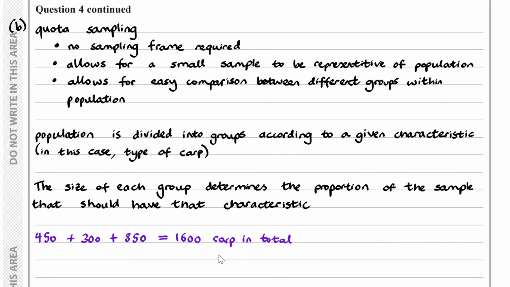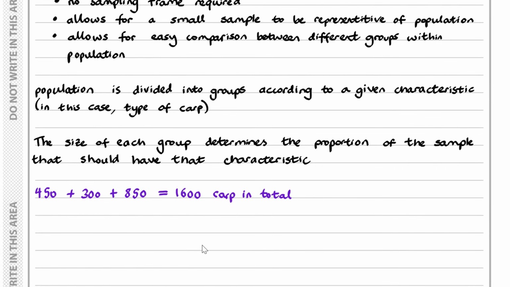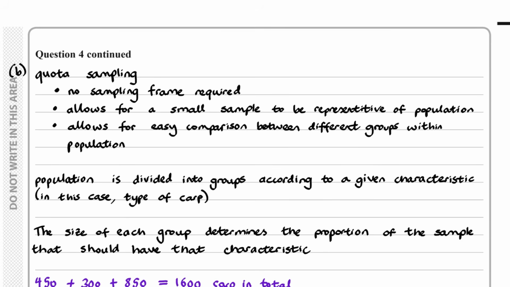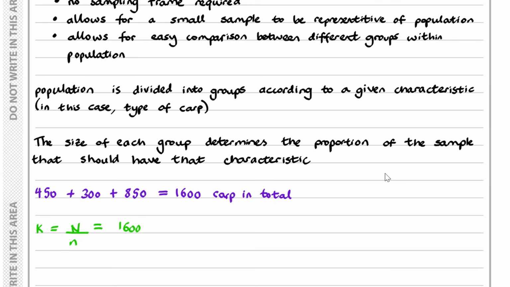Okay, so with this we can find out the size of each group. Essentially we would have to use some sort of a scale factor, if you want to think of it like that. We've got k, which is equal to capital N over little n. Capital N is 1600, little n is our sample size, 160 fish. So we've got 1600 divided by 160, which turns out to be 10.